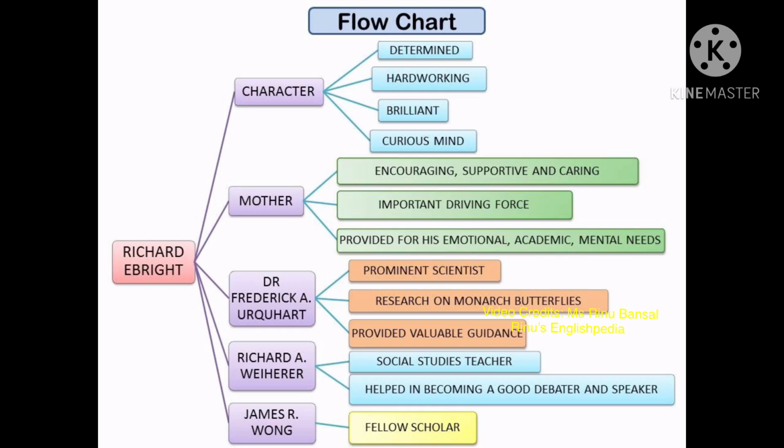Now in this flowchart, I have picked the example of the chapter, The Making of a Scientist. Richard E. Bright's character can be described as being determined, hardworking, brilliant, and having a curious mind. Again, we can see the influence of his mother and Dr. Frederick Urquhart on his upbringing, on his development as a scientist.